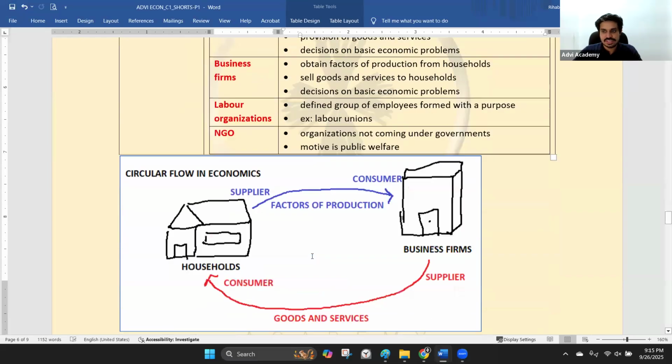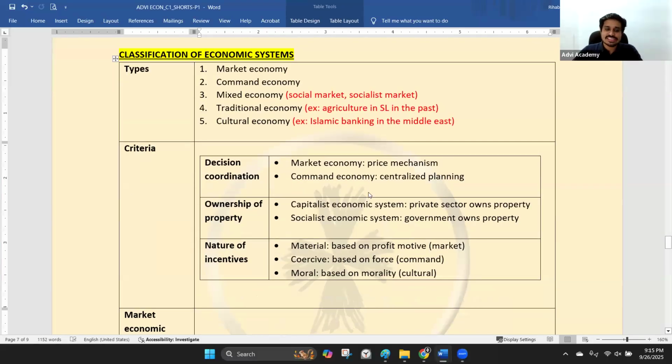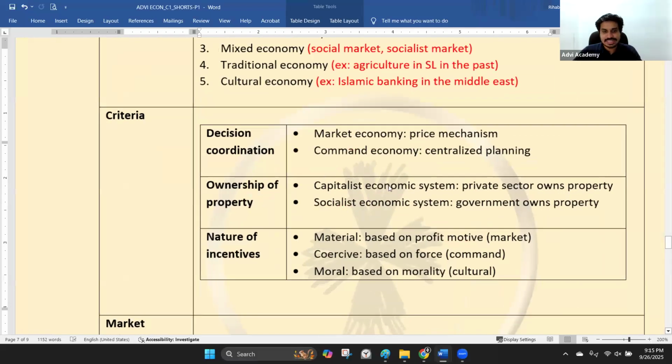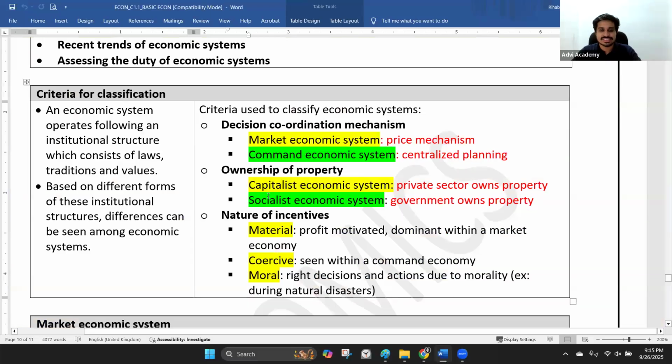Fine. That is done. So you can go back to this one. So now what is your market economic system and what is your command economic system? And then what is capitalism versus socialism? That's basically what we're going to come to next.